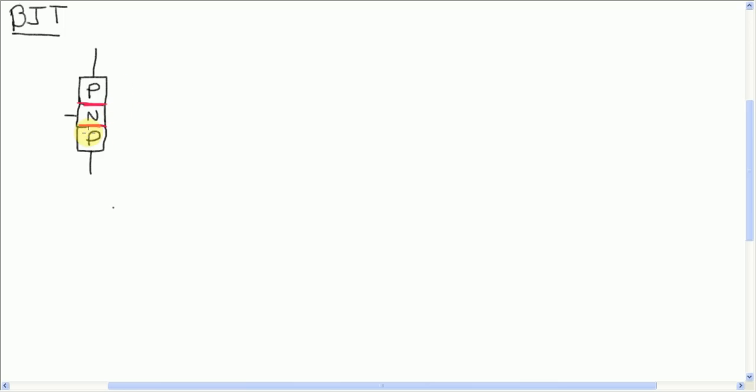It's not just on or off. We can kind of get something in between on and off, and that's how we do amplification. Of course, on and off is how we do switching. So with a transistor, like a diode, we can switch.